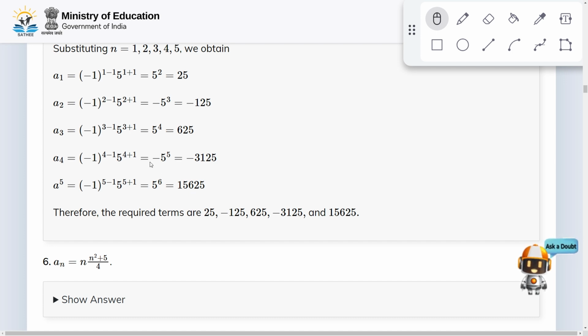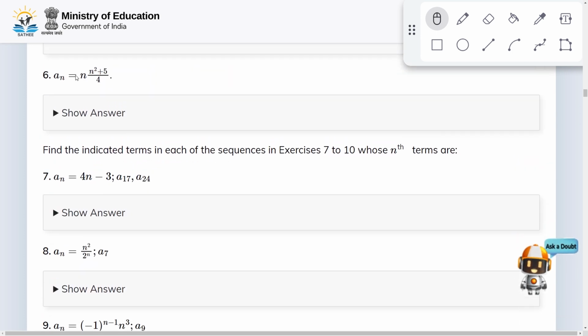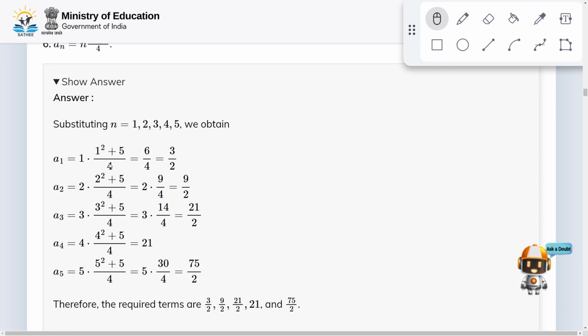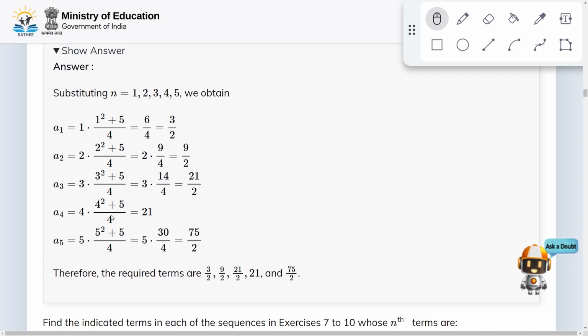Okay, clear? Now sixth, an equals n multiply n square plus 5 by 4. So A1 is 1 multiply 1 square plus 5 by 4, which means 6 by 4, which means 3 by 2. A2 will be 2 multiply 2 square plus 5 by 4, which means 2 multiply 9 by 4, 9 by 2. A3 will be 3 multiply 3 square plus 5 by 4, which is 3 multiply 14 by 4, 21 by 2. A4 will be just 21 and A5 will be just 75. Just use the pattern.